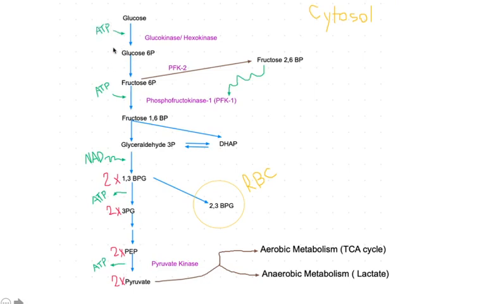Okay, so let's talk a little bit about these ATPs in here. In these two steps, the kinase step and the phosphofructokinase 1 step, 2 ATP are consumed. And then here and here, ATP is produced.